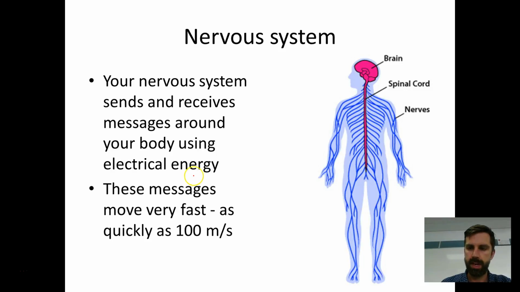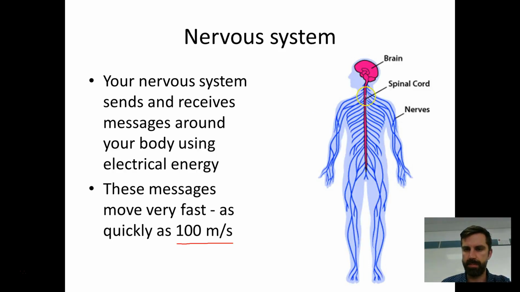So first of all, what is your nervous system? Well, it's a system in your body that sends and receives messages around using electrical energy. And these messages move very, very quickly, at 100 meters per second. So if you can imagine those messages can travel 100 meters in a second, you can imagine how fast they can get around your body.